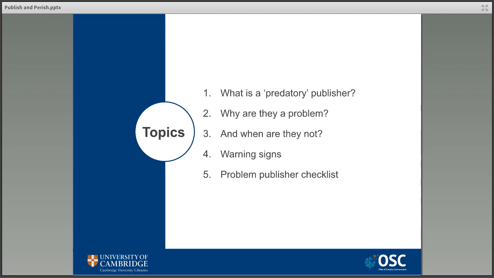In this session, we're going to cover the following topics. We'll start by looking at what a predatory publisher is and why the word predatory appears in inverted commas on the slide, why they're a problem for researchers, as well as why some people might consider them a legitimate business model, some warning signs to watch for, and a checklist that you can follow either as a librarian advising researchers or as someone looking to publish yourself.